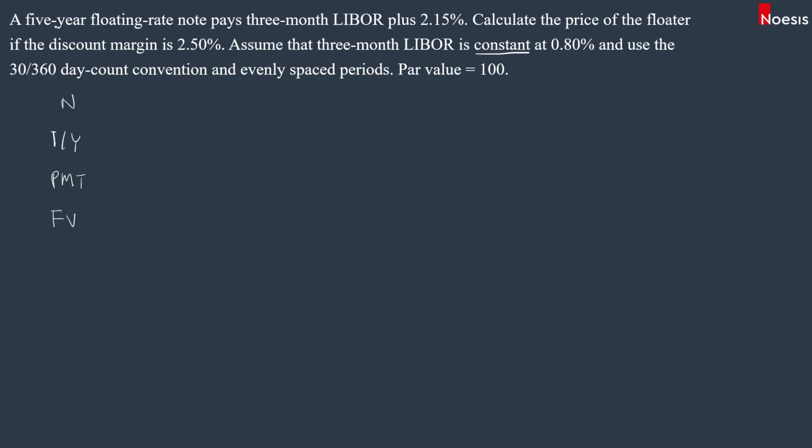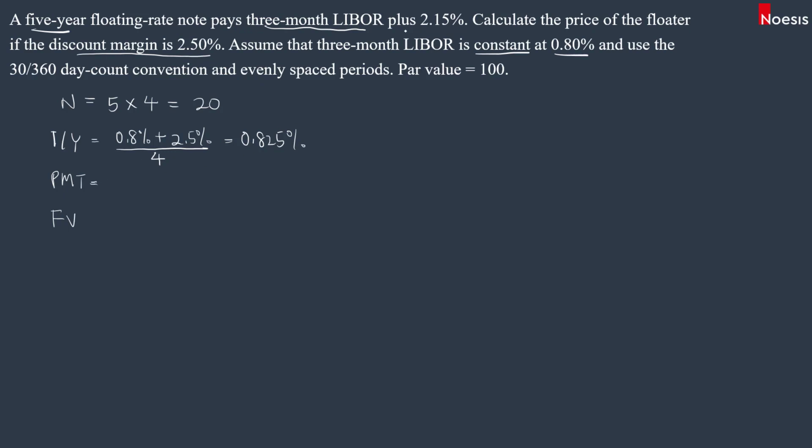Now this is a 5-year note that pays quarterly. It pays 3-month LIBOR, which means it pays 4 times a year. So the number of payments will be 5 times 4, which is 20. And for the interest rate, the yield, that will be based on the LIBOR plus the discount margin. So the discount margin in this case is 2.5%. So we'll take the LIBOR, which is 0.8%, plus the discount margin of 2.5%, and we'll divide by 4 because it's quarterly paid, so that's over 4. So that will give us 0.825%.